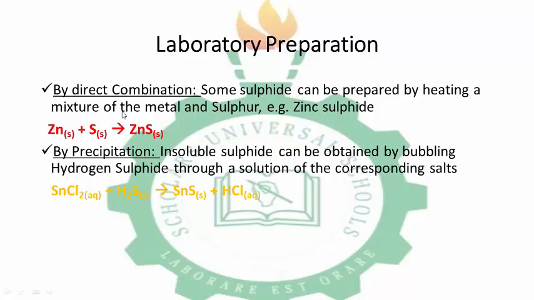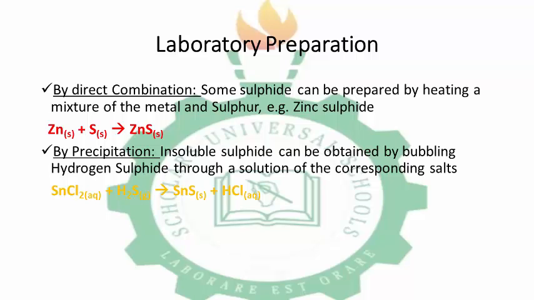And direct combination, I said, is used to prepare any metallic sulfide. Now, this is zinc reacting with sulfur to give you zinc sulfide. Direct combination is just combining the constituents of the sulfide. For example, we are producing zinc sulfide, and that consists of zinc and sulfur. So we just directly combine zinc and sulfur.